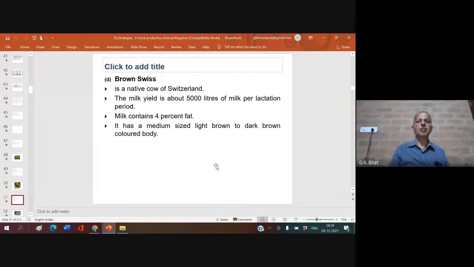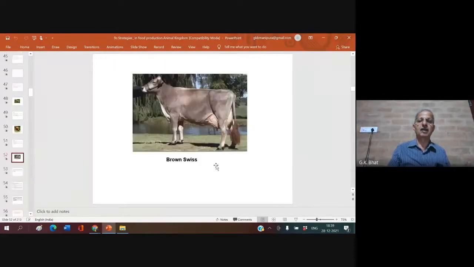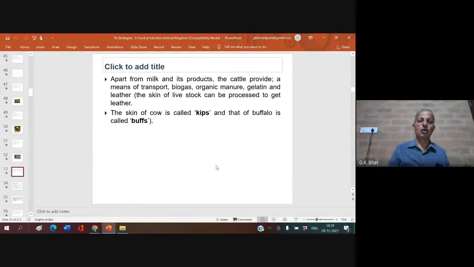And this is Brown Swiss, the cow from Switzerland. Milk yield is about 5,000 liters per lactation. Milk contains 4% fat. And this is how it looks. So these four are exotic breeds which we got from foreign countries outside India. And they are crossbred with the local breed. And we are having their generation now. None of them are 100% pure breed in India. They are crossed with the local breeds.